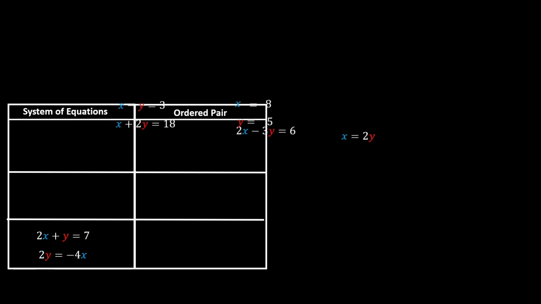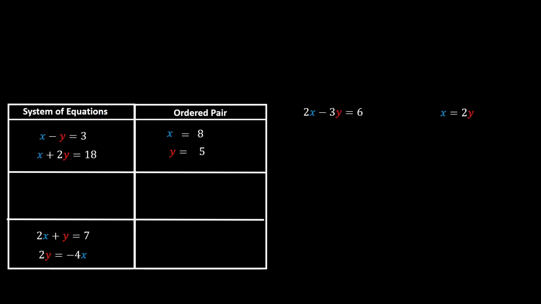Let's do another example. So for this system of equations, we already know that x is equal to 2y. So if we look at the first equation and substitute 2y for x, we get 2 times 2y minus 3y is equal to 6, which is equivalent to 4y minus 3y is equal to 6. 4y minus 3y is just y, so y is equal to 6.